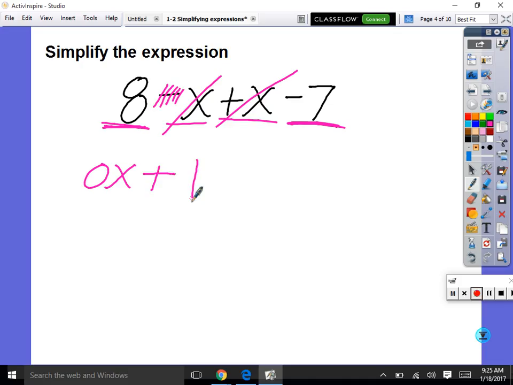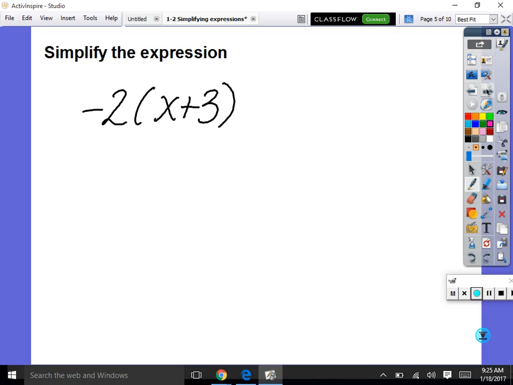So now think about it. 0 times x, or 0 x's, we don't need to write it, correct? So it'd just be positive 1. So our final answer is 1. Notice we don't have x equals because there's no equal sign. Like this is just simplifying. Pretty simple for the most part, right? Okay, here we go. Simplify the expression here.